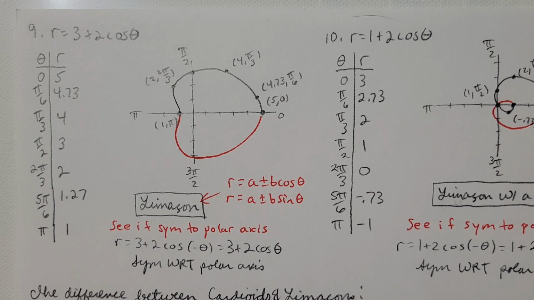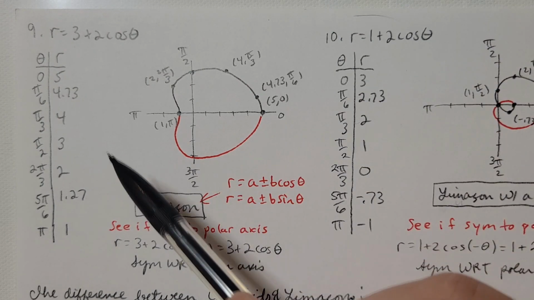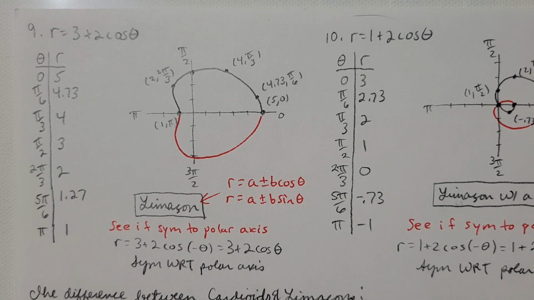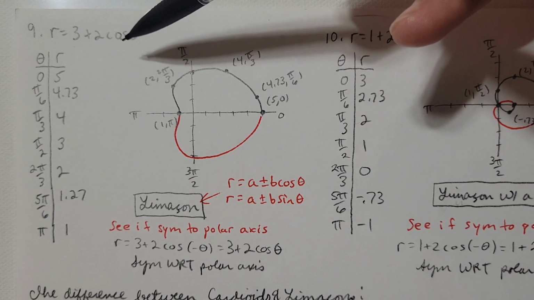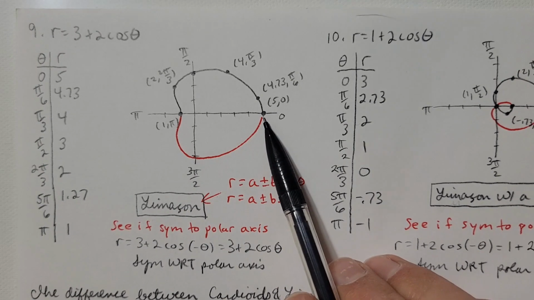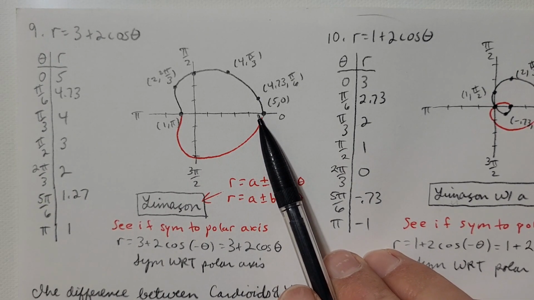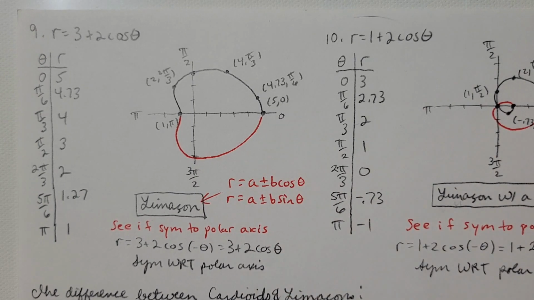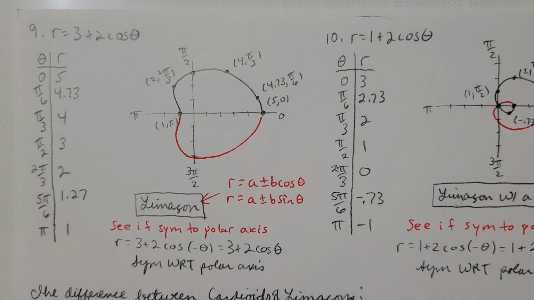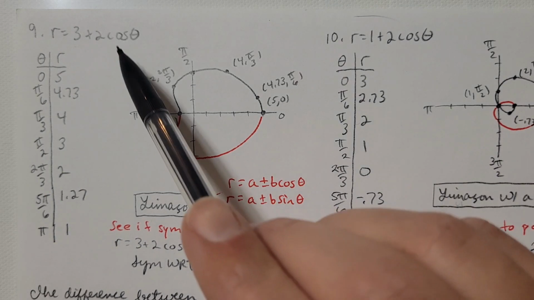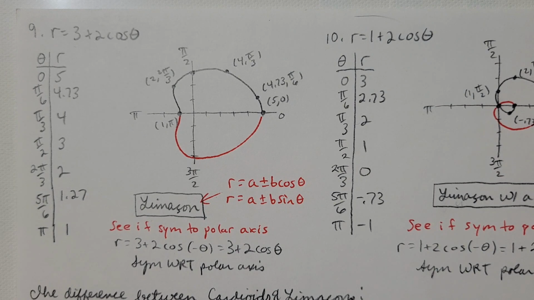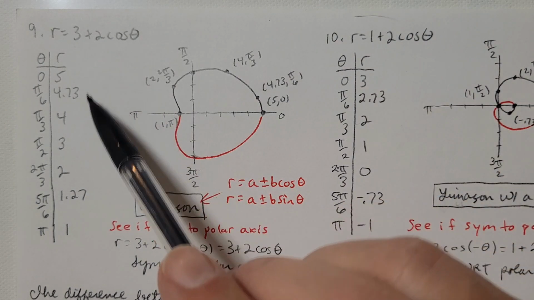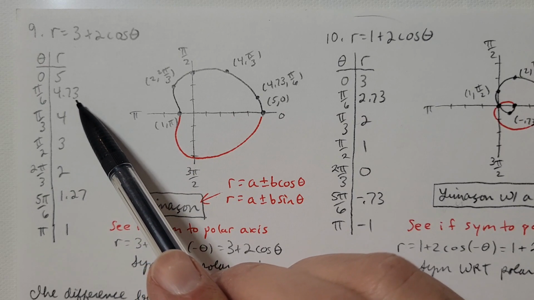Let me just start with using a table of numbers. If theta is 0, cosine of 0 is 1. 3 plus 2 is 5, so r is 5. So (5, 0) is on the graph. Remember, you're graphing the points (r, theta), not (theta, r). If we let theta be pi over 6, cosine of pi over 6 is root 3 over 2. Times 2, the 2's cancel. Root 3 is about 1.73. If I add 3 to that, I get about 4.73 for r.